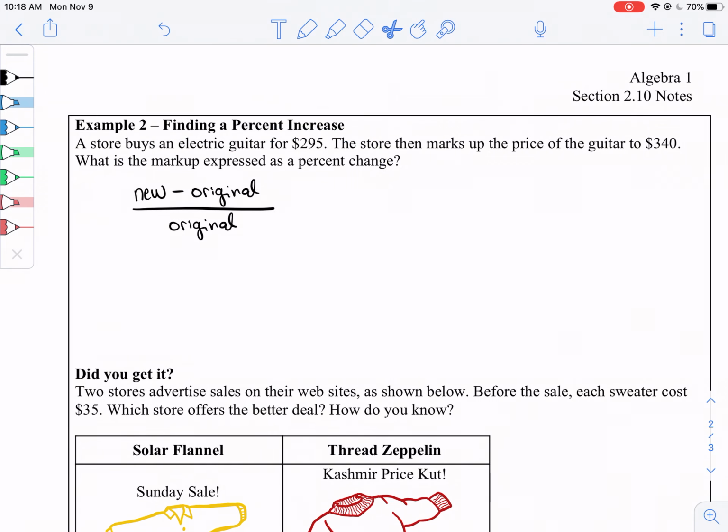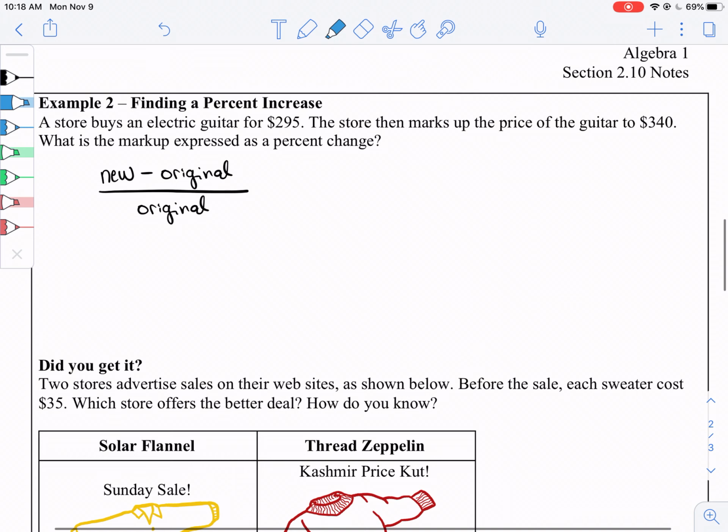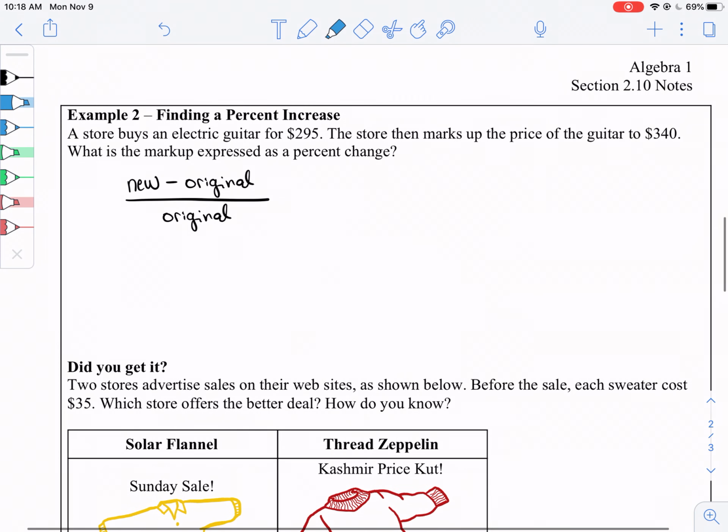Okay, for $295. The store then marks up the price of the guitar to $340. Maybe guitars got super popular or something. So what's our original price here? The original price is $295 because that's how much they bought it for. Maybe they bought it from the manufacturer or an earlier owner or something. So our original price is $295.